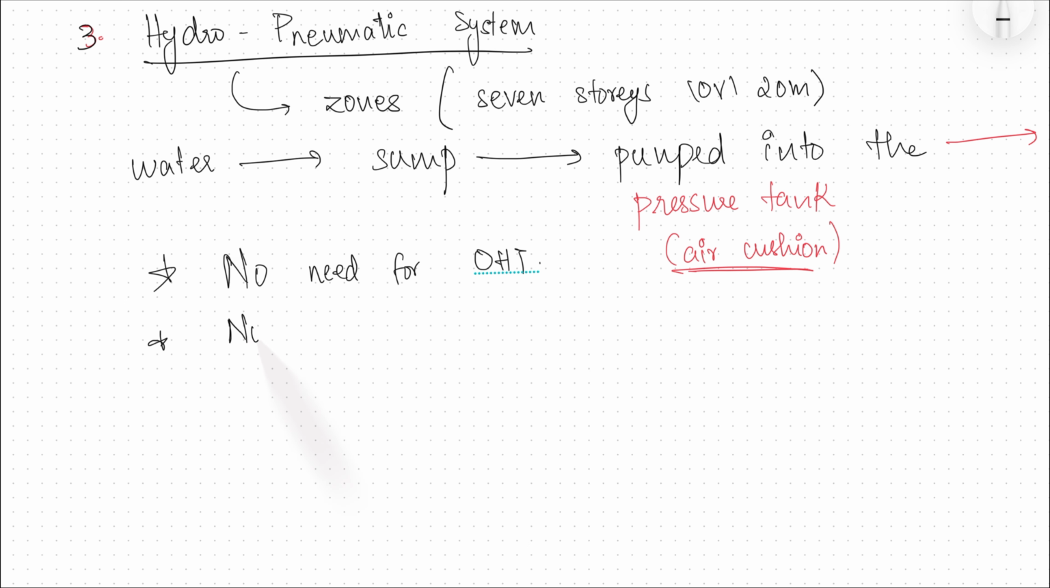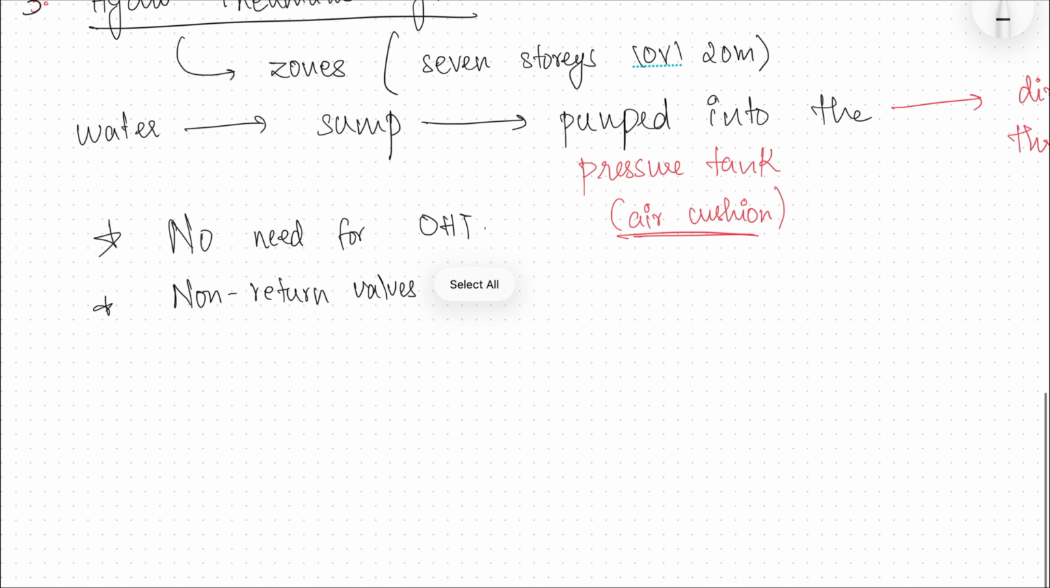And they also use something called a non-return valve. I'll talk about valves later, and I'll also remind you that they are used in the hydropneumatic system, but just remember it now. Non-return valve and pressure relief valves. So these two are used in the hydropneumatic system.